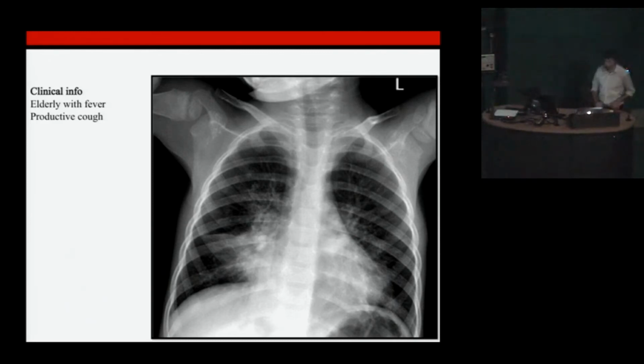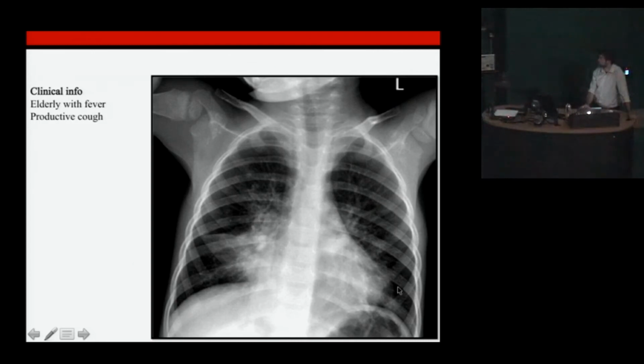This one. So what's the abnormality here? Yeah, good. So do we all see this? Fluid in the horizontal fissure. You all see that? Yeah, so the costophrenic angles are clear. You can't really see this one. The rest of the chest looks clear if you compare.